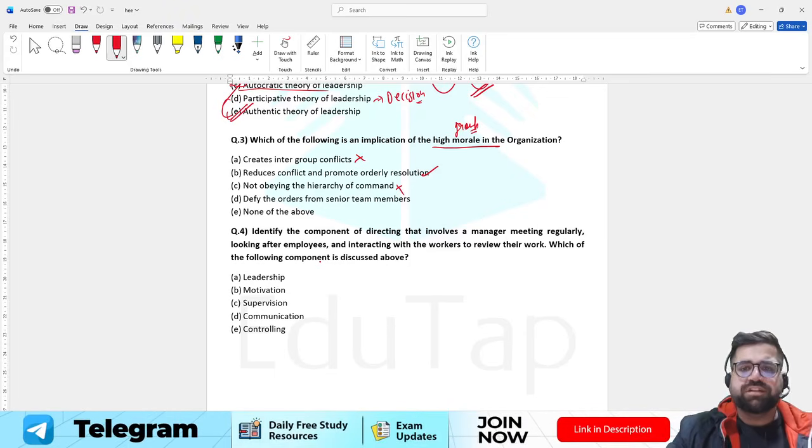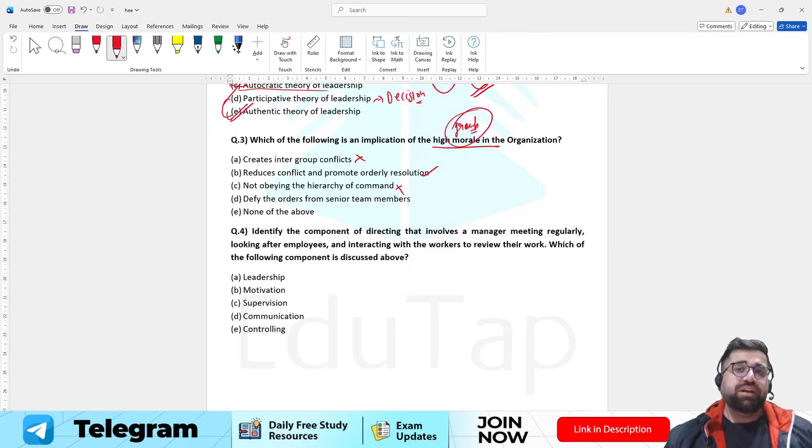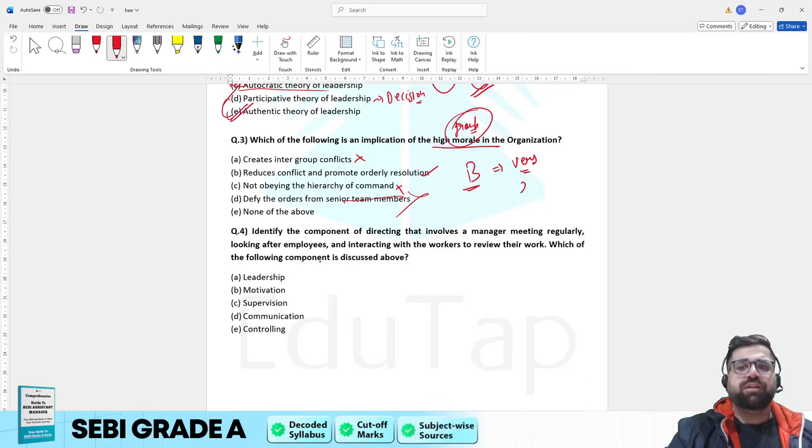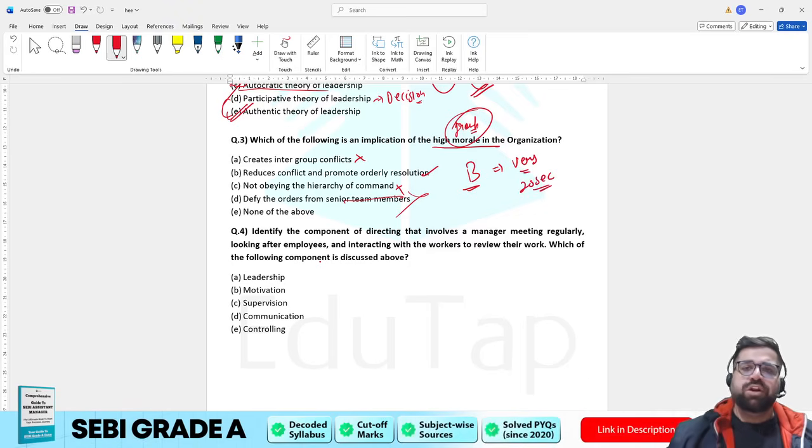No, because if the morale is high, if the group is connected to the company, then they will definitely obey the hierarchy. Defy the order from senior team members? Again no. So my correct answer in third question will be option number V, which is again very easy. It should not take more than 20 seconds of your time to answer this.